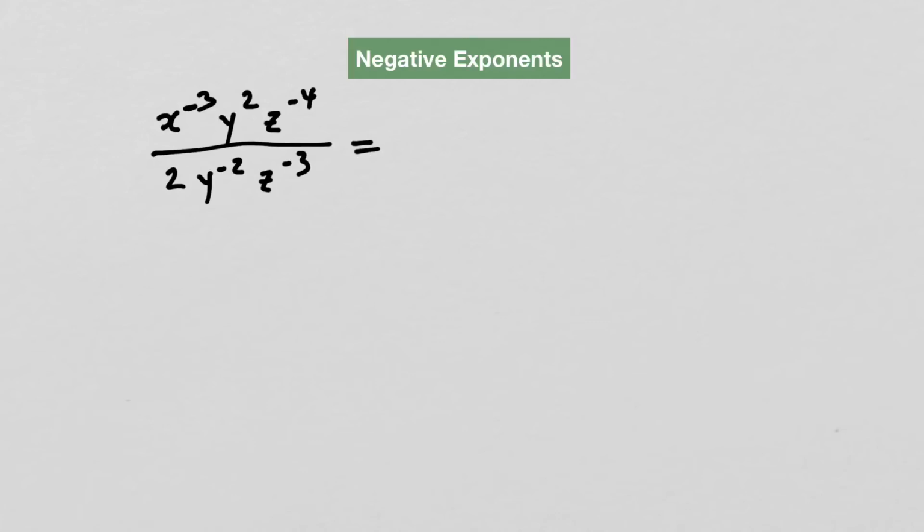We know that x to the negative 3 has to go down to the bottom, so we're not going to write that in the numerator. We also know that y squared is a positive power, so that stays in the numerator. Okay, z to the negative 4 is a negative power, so that's going to come down to the bottom, to the denominator. Okay, so we said that x to the negative 3 goes to the bottom, so we know it goes here. Okay, we also know that z to the negative 4 moves down to the bottom, so that comes here.